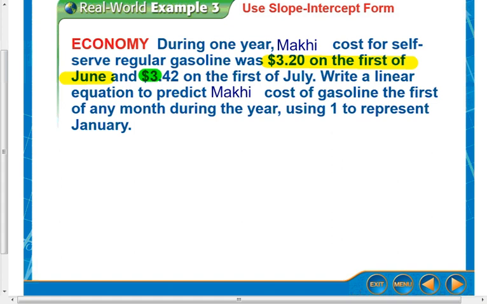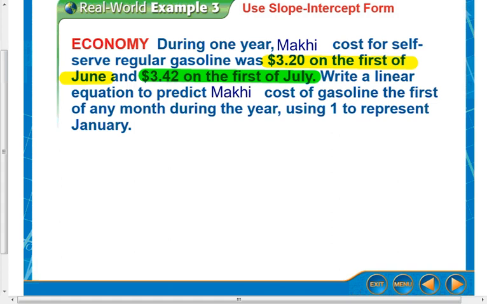And $3.42 on the 1st of July, right? Okay. So what we're going to do is let's go ahead and create some points here, or kind of a table. The first one we can do is we want to write a linear equation to predict the cost of gasoline for the first of any month.